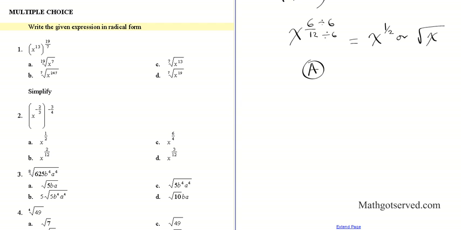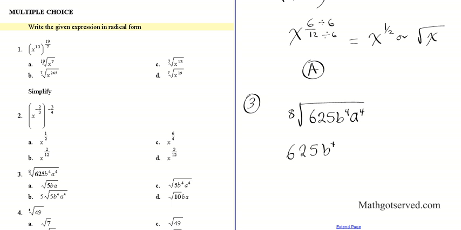All right, let's move on to question 3. Question 3, we're going to simplify the 8th root of 625 b to the 4th a to the 4th. Okay, so to do this, the first thing we're going to use is the nth root property of exponents to express this radical as a fractional power. All right, so if we do that, we're going to have 625 b to the 4th a to the 4th raised to the 1/8 power.